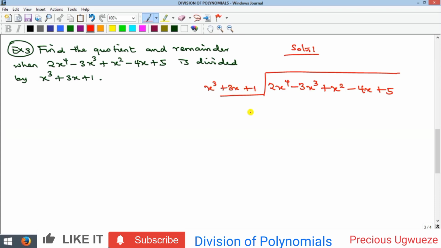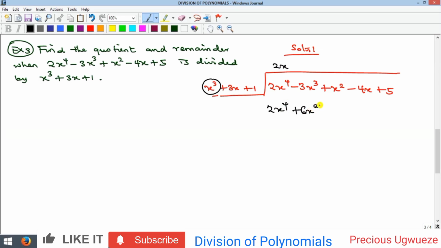Now whenever you divide by a polynomial, remember, like we said, you are going to be dividing by the first term, and our first term here is x cubed. So x cubed divides 2x raised to power 4. We are going to have only 2x left, and so we multiply now, and that will give us 2x raised to power 4. 2x times 3x will give us 6x squared.